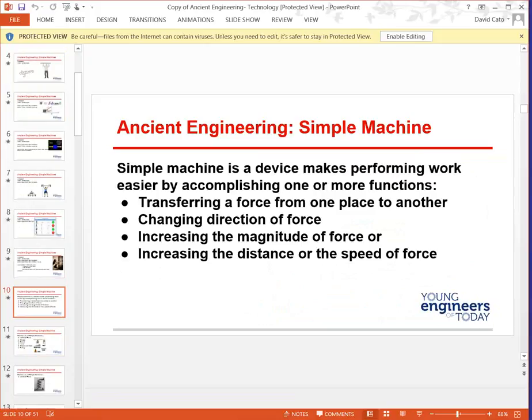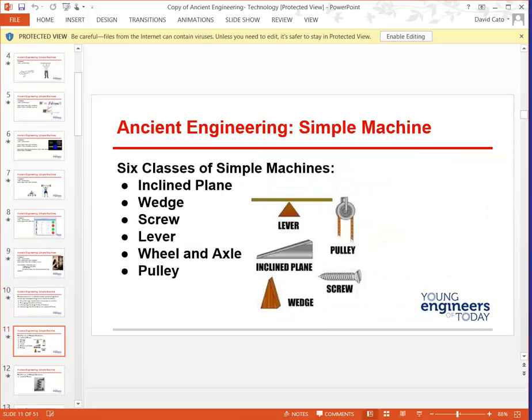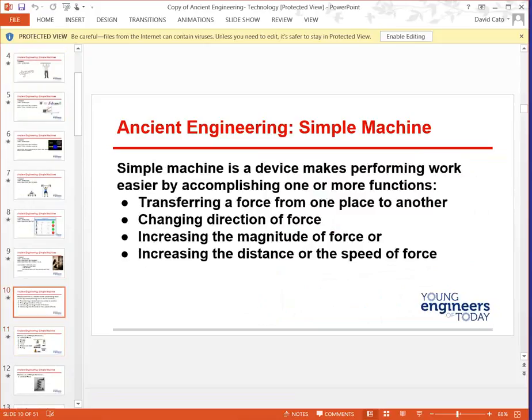Jaden says 2. Kayla says 1. Let's see. So when you push down on the lever, the box on the other side will go up in the air.